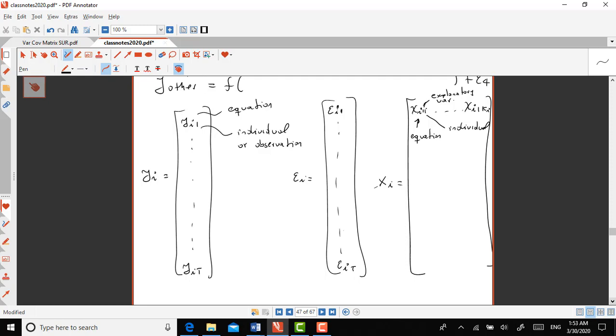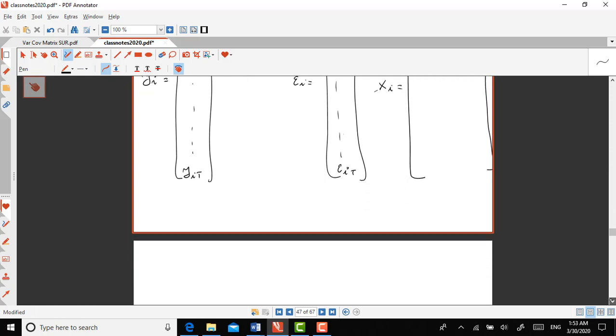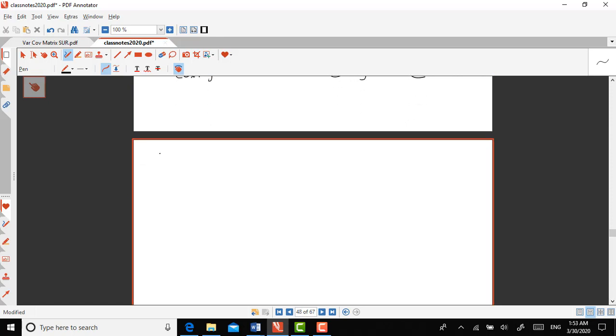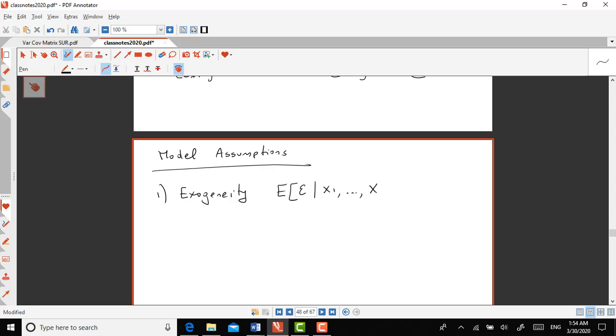Okay. Now let's talk about the model assumptions for SUR. All of these model assumptions can be relaxed, but the basic model is a model that satisfies the exogeneity assumption. So the expected value of all the errors, conditional on the values of the explanatory variables for all of the equations, is equal to 0. So that's the exogeneity condition.